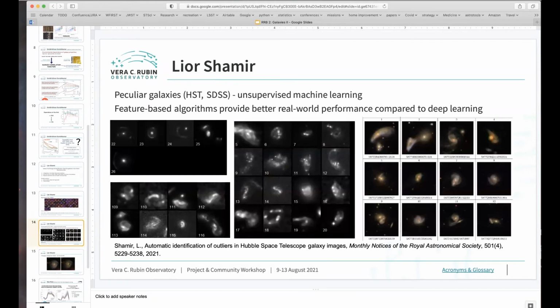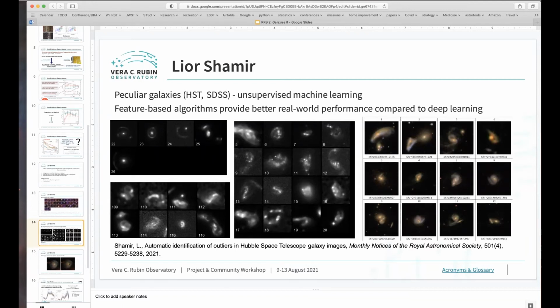But there are some galaxies that could exist that we don't know exist. We don't know what shape they have. We still want to find them, but if we don't know that they exist, we cannot train a machine learning algorithm or another algorithm to find them. So in that case, we need to use unsupervised machine learning, like novelty detection. These are examples from HST, from Pan-STARRS, and from Sloan. These are all examples of galaxies that were identified by an unsupervised machine learning algorithm.